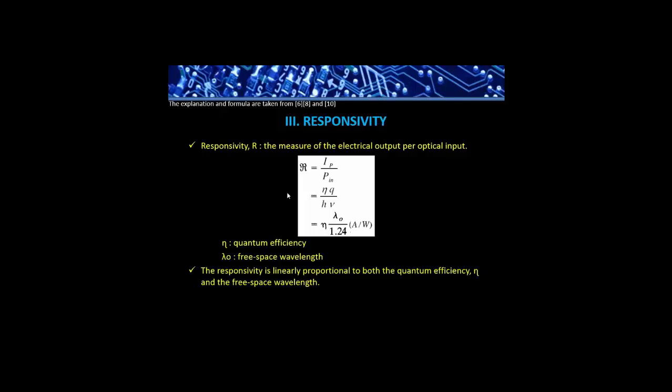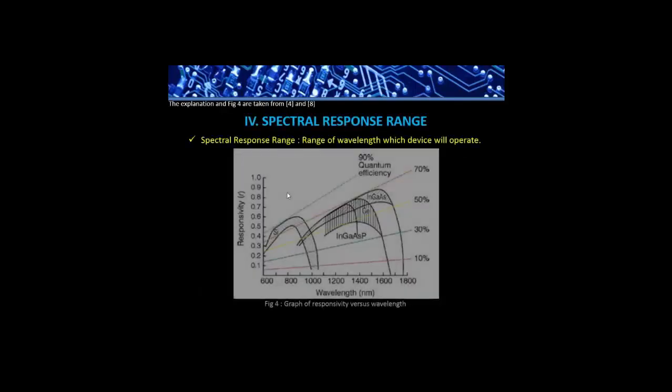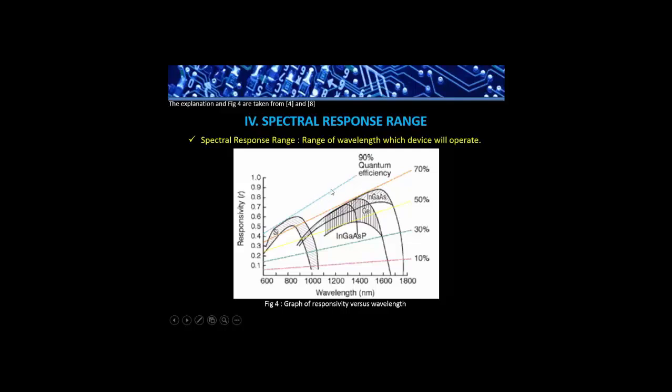Responsivity is the measure of the electrical output per optical input. It is linearly proportional to both the quantum efficiency and the free space wavelength. As shown in Figure 4, the responsivity increases approximately linearly with wavelength. In accordance, it peaks slightly below the long wavelength limit and falls off beyond it. The quantum efficiency, denoted by the dotted line, for these detectors can be quite high.